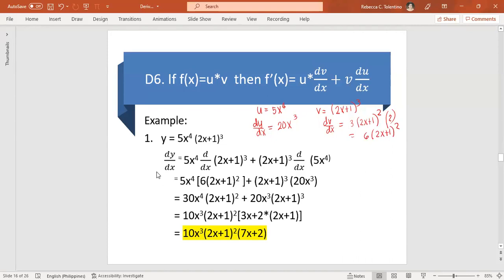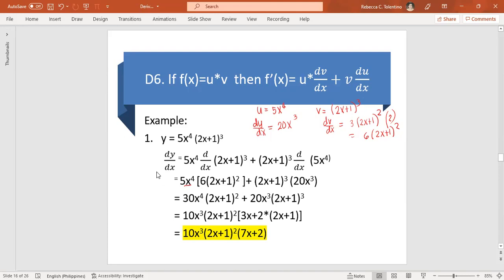Okay? So applying this, the derivative of y with respect to x is u, that's 5x to the fourth, times dv, that's 6 times 2x plus 1 squared, plus v, our v is 2x plus 1 cubed, multiplied by du, which is 20x cubed. And then we simplify. 5x to the fourth times 6 is 30x to the fourth. So our first group of terms is 30x to the fourth multiplied by 2x plus 1 quantity squared. Then we just write 20x cubed times 2x plus 1 cubed.